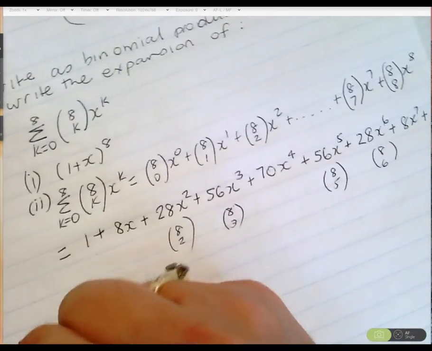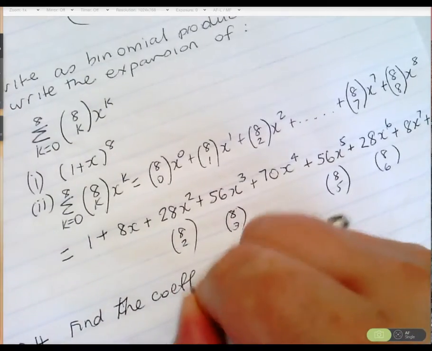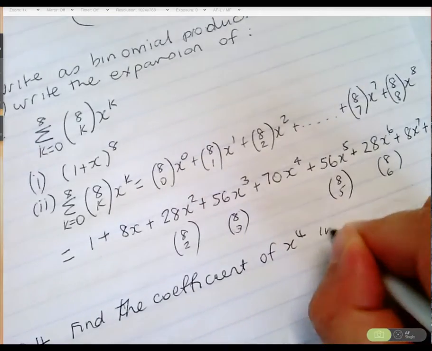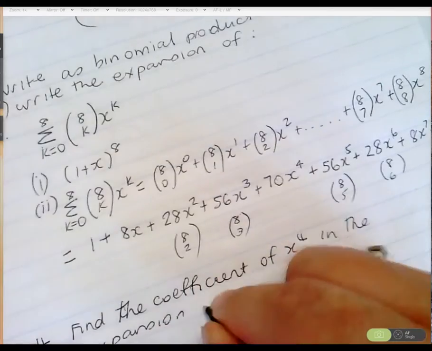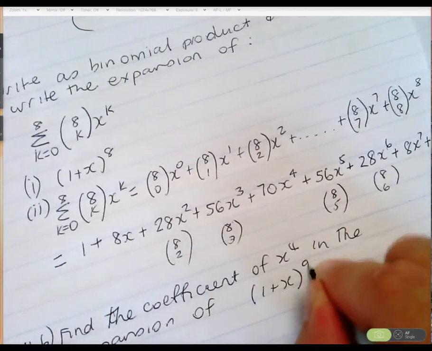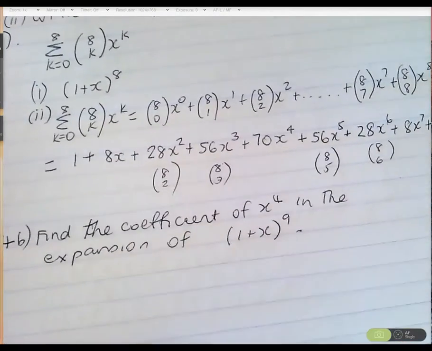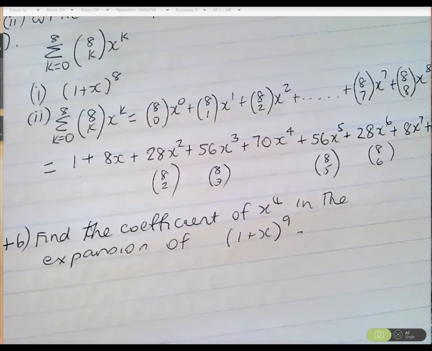Question 4, we're doing 4b: find the coefficient of x to the power of 4 in the expansion of (1 + x)^9. So find the coefficient of x to the power of 4 in the expansion of (1 + x)^9. This is where you need to know the general term.